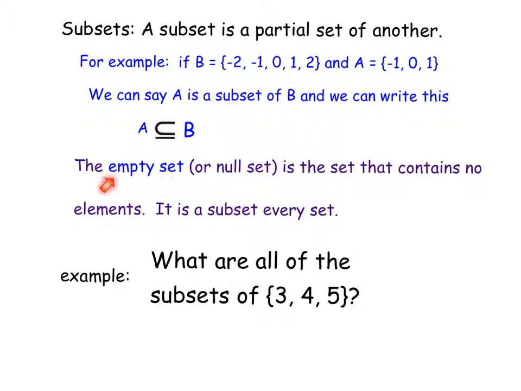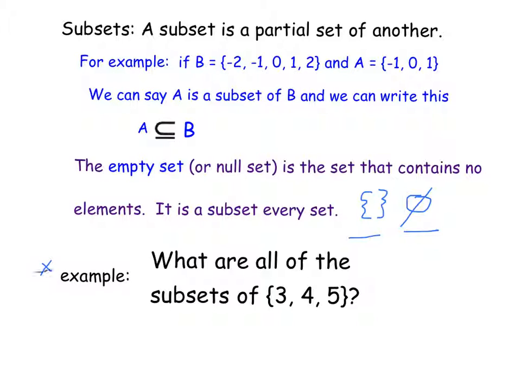Another vocabulary word is the empty set or the null set. The null set contains no elements. It's empty. Get it? Empty. So it's no elements at all. And it is a subset of every set. So you have to remember every time that you are listing the subsets, you have to include that empty set or null set. And we can write that in two different ways. We can write it as an empty set, or we can write it like this. Either of those are ways that we can write empty subsets.